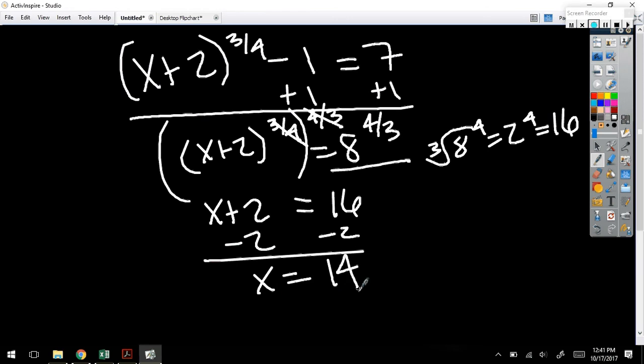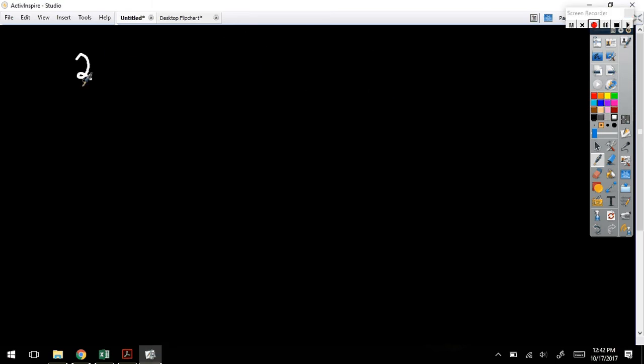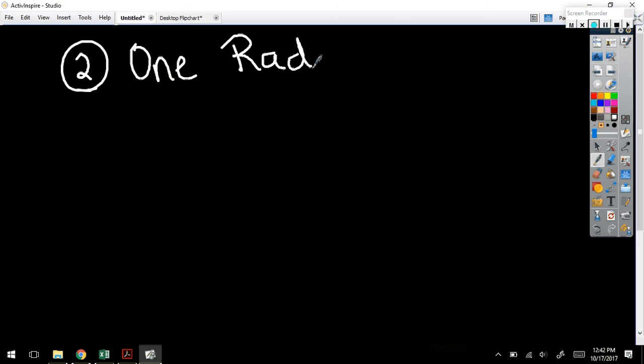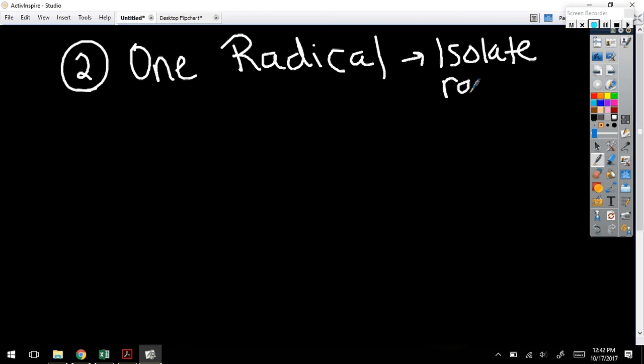Yay or nay? Nay? Where'd I lose you? You just don't like it. All right, let's talk about radicals. Scenario 2: one radical. What you want to do when you only see one radical in the equation and you need to solve is always isolate that radical before you start solving.